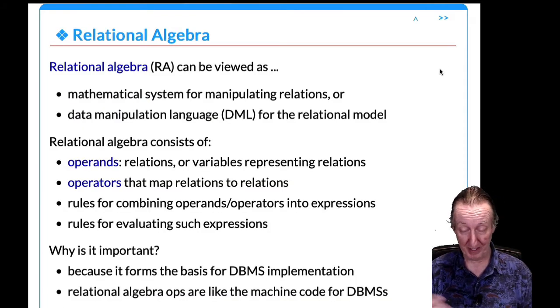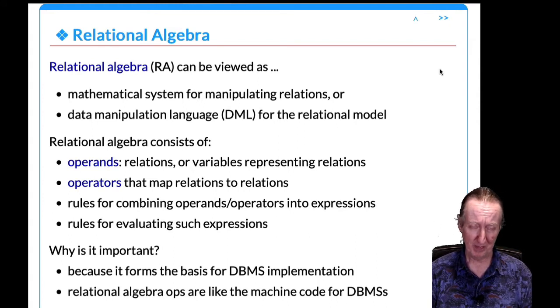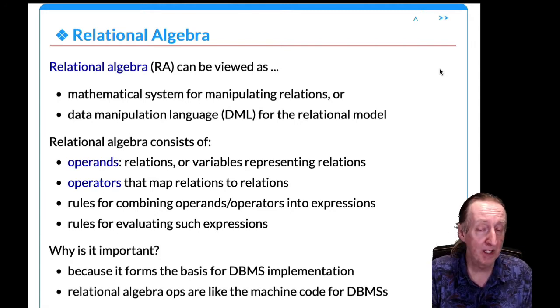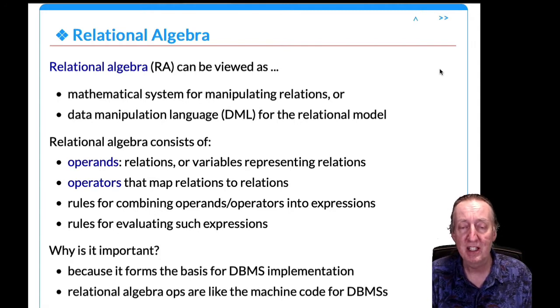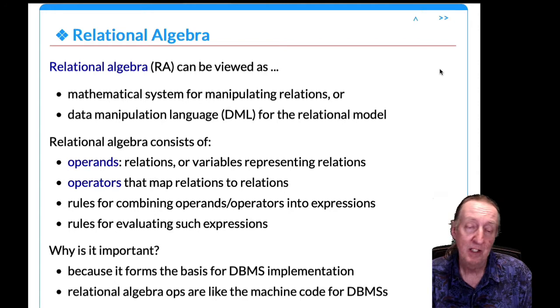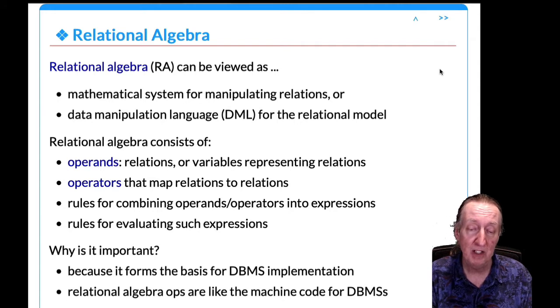So relational algebra, surprise, surprise, is an algebra that works on relations. In an algebra, you've got operators and operands. In relational algebra, operands are relations. So operators take relations or pairs of relations and return a new relation as a result. There are rules for combining them into expressions, and you can use parentheses like you do in normal algebra, for example. And of course there are rules for how the expressions are actually evaluated.